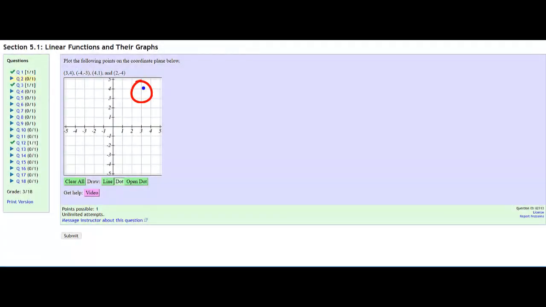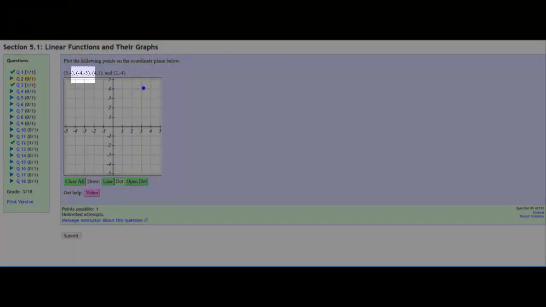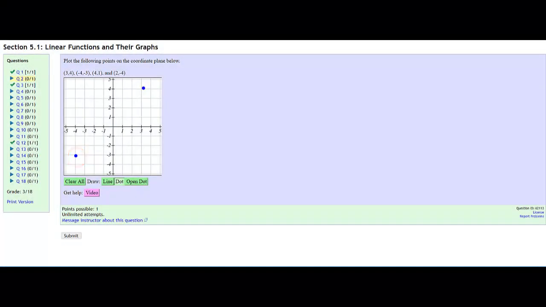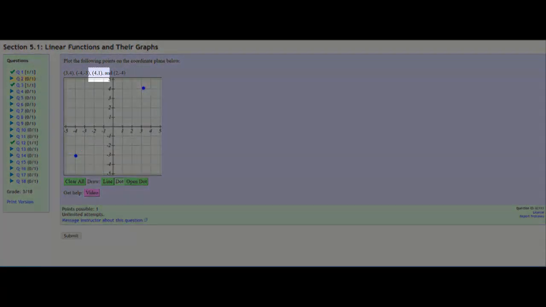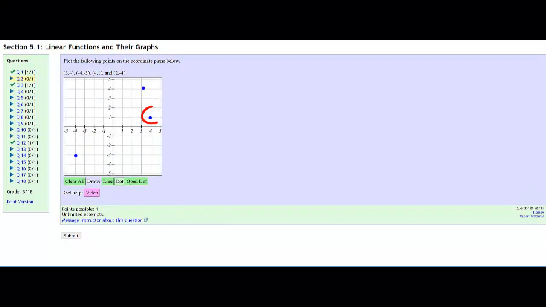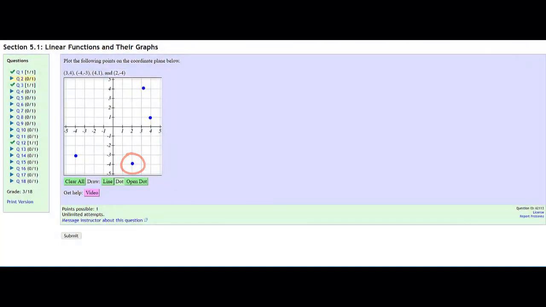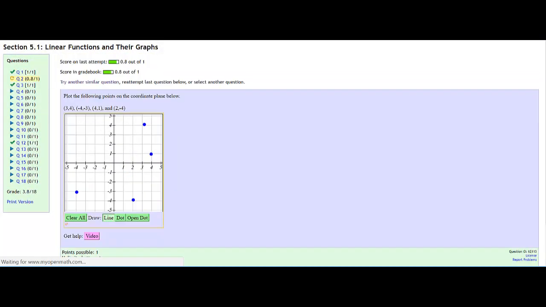You simply click where you want the point. X is negative 4, y is negative 3. X is positive 4 and y is positive 1. And finally, x is positive 2, y is negative 4. And we'll go ahead and hit submit.